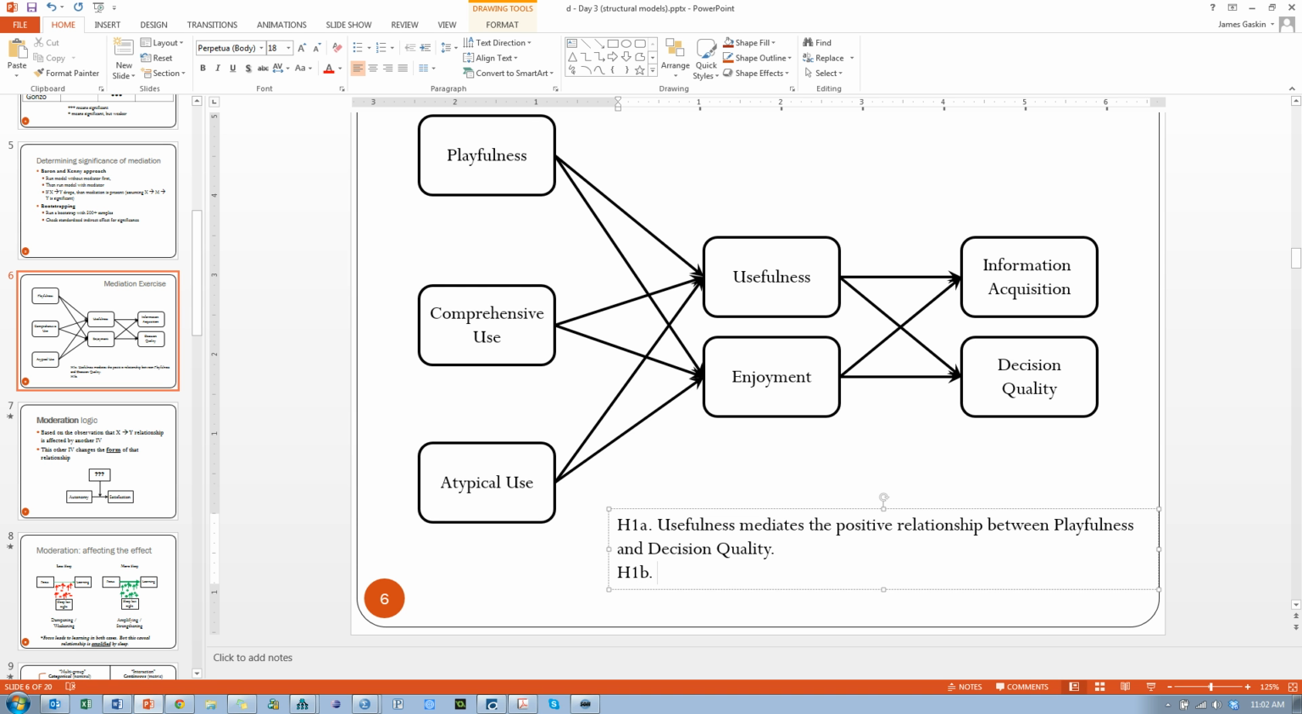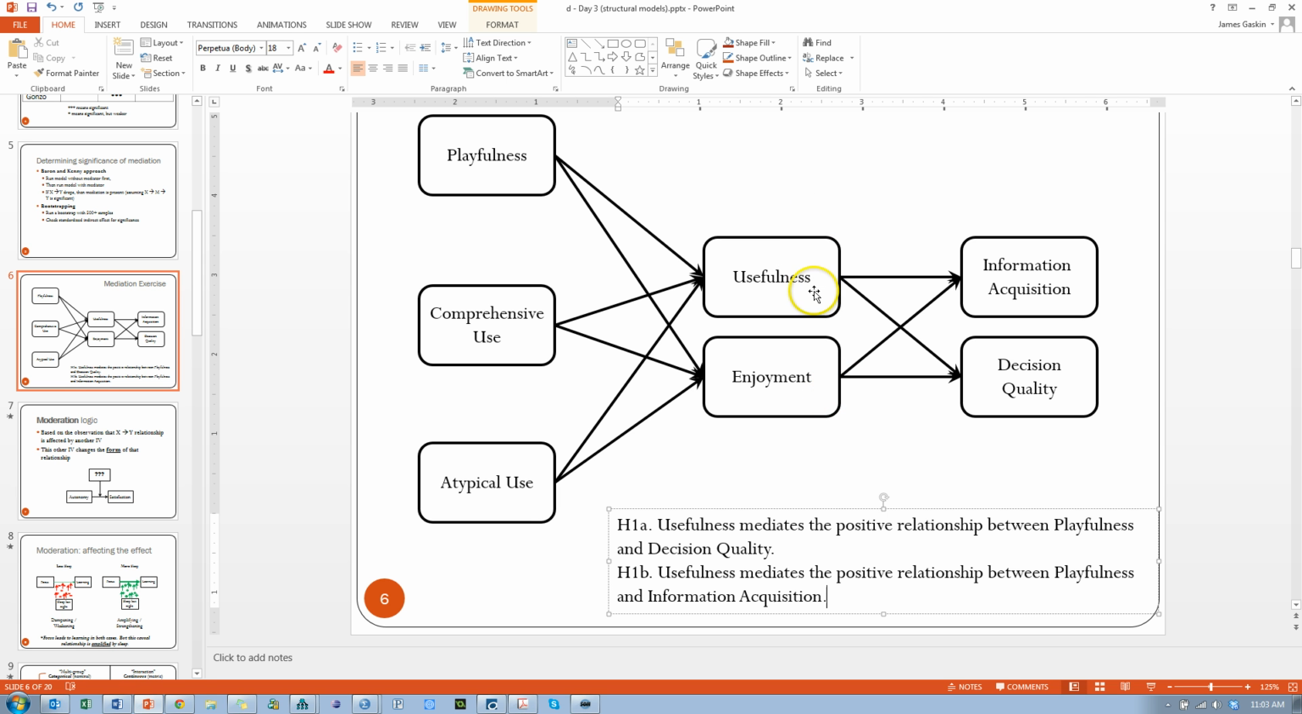H1B: usefulness mediates the positive relationship between playfulness and information acquisition. I should have copied and pasted, huh? I'd cluster them a bit.